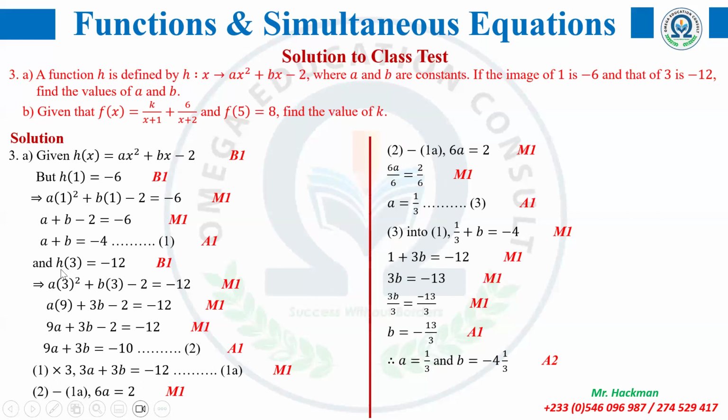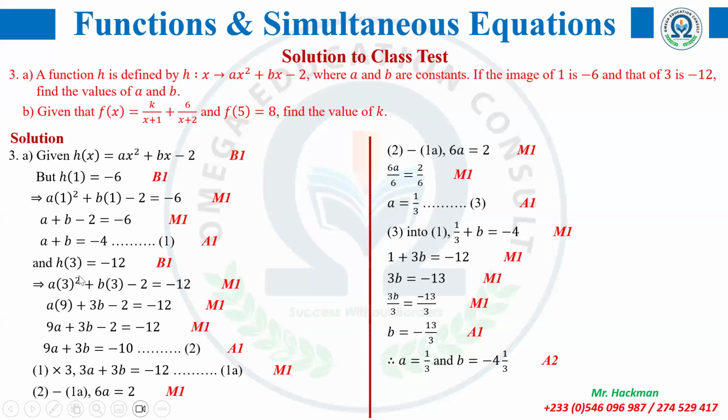So you use this equation here to generate your second equation. So in this case, what do I have? Wherever I see x this time around, it will be 3 in h of x. So that will give me a into my new x, which is 3, squared, plus b into my x, which is 3, minus 2 is equal to minus 12. With this one, you cannot multiply. You have to deal with the power first, because the number in the bracket that you are raising to the power is not positive 1 or 0.